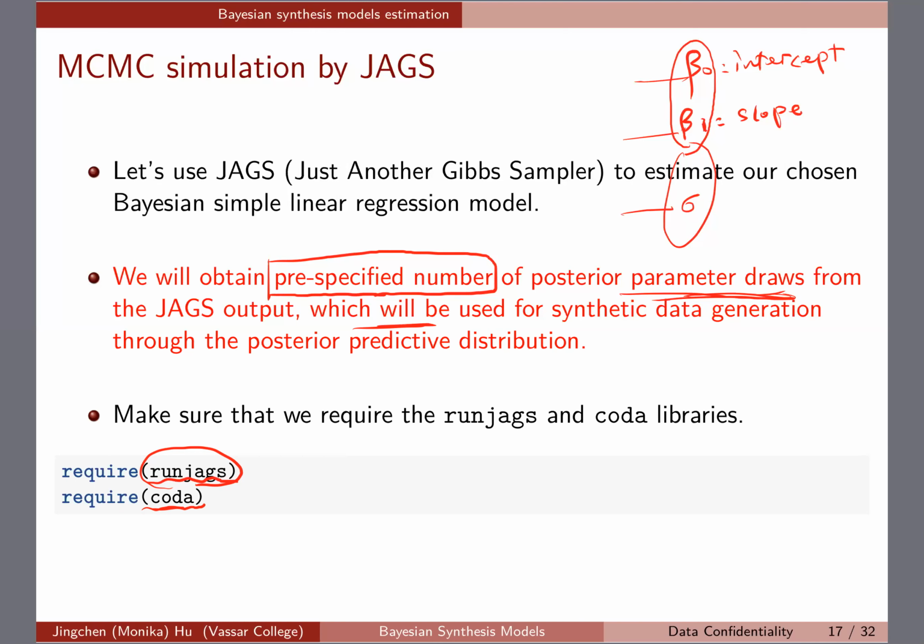I think in 347, a lot of times we sort of stopped at run.jags, because as soon as you can run JAGS, then, oh, that's fine, run.jags. As soon as you can run JAGS, you will get those MCMC outputs.